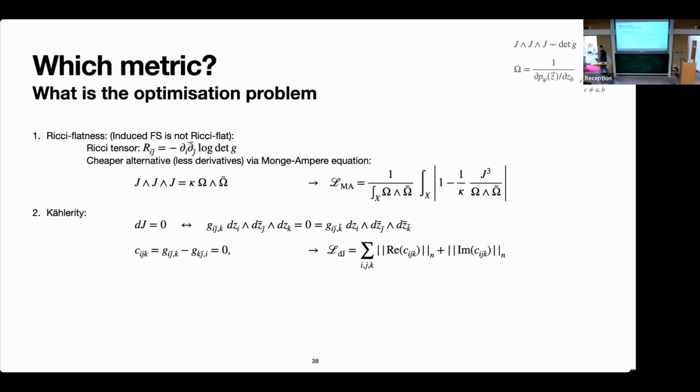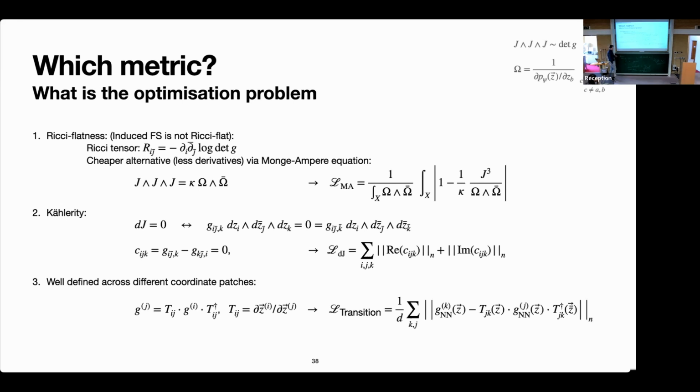Now, if you're looking at things like the Kähler condition, again, you can formulate it in terms of what conditions have to be satisfied for the metric. And again, this is something you can put into the computer. Now, if you're going to very sophisticated ansätze, there are also things where you have to worry about whether they are well defined across coordinate patches, and then you get conditions on the transition function. So another loss term, which basically compares metrics on different patches.